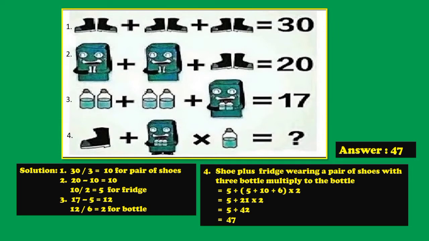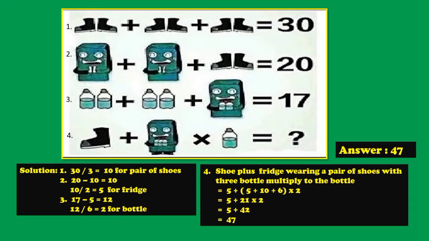Okay, so the next image that we have: the first row is equivalent to 30. Take note that in the first row we have 3 pairs of shoes. So in the solution we have 30 divided by 3, and every pair of shoes is equivalent to 10. And we have 20 as the value for the second row. Since we have a pair of shoes, which is 10, 20 minus 10 gives us 10.